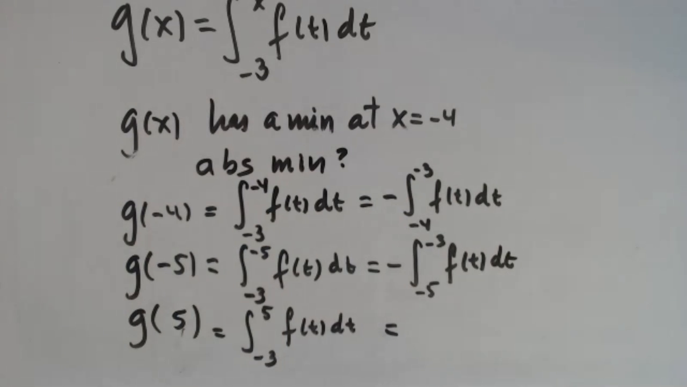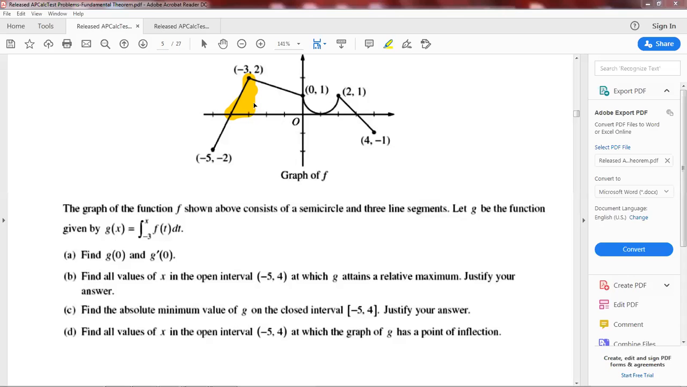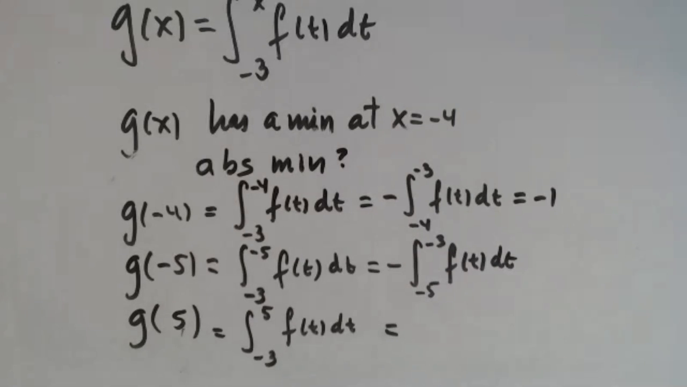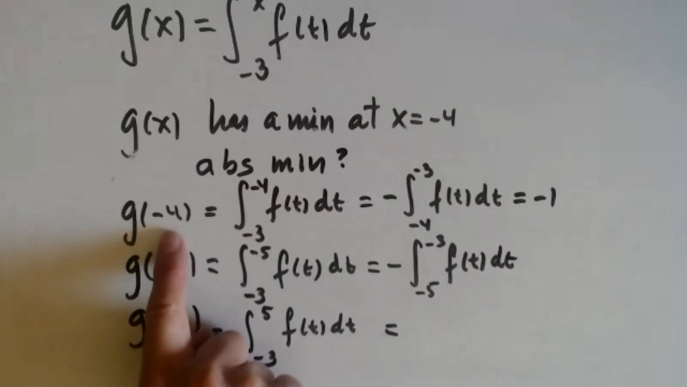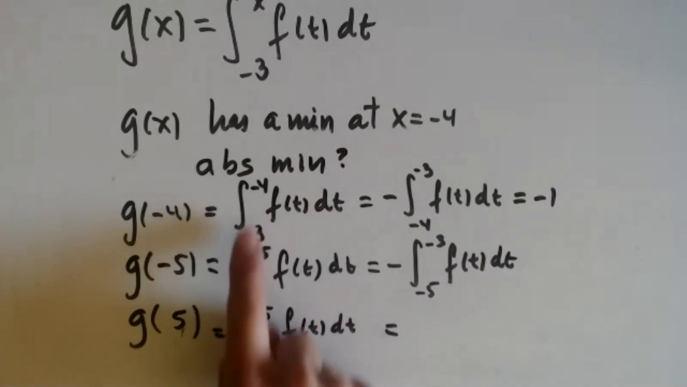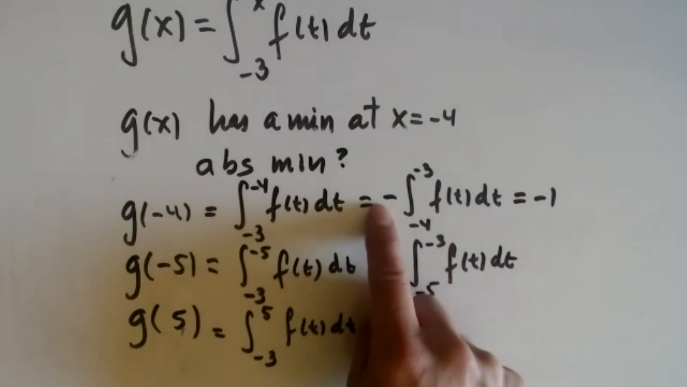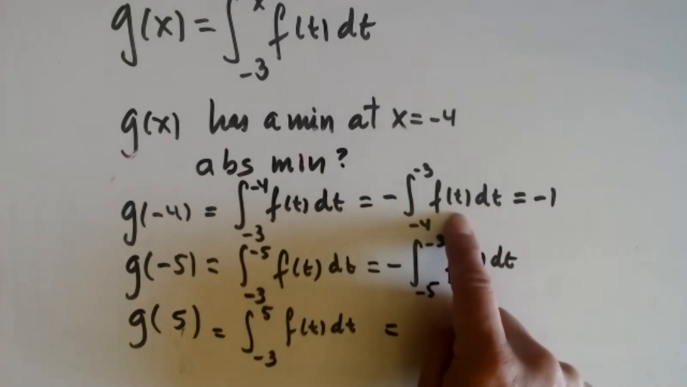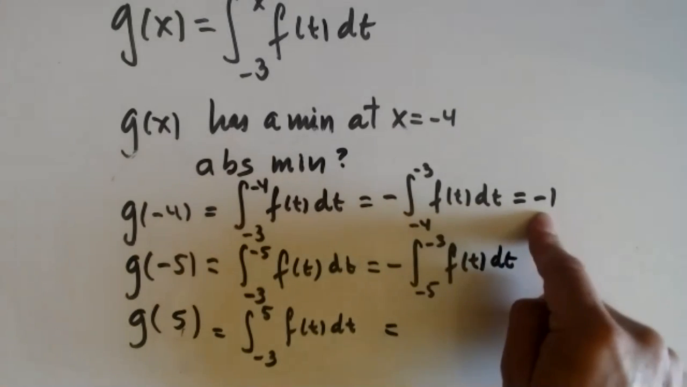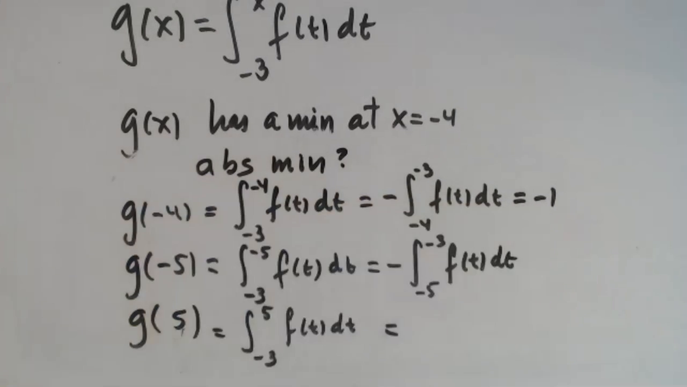So I'll go to my screen again. This is +1, but because of the negative, this is going to be -1. So this is the area, correct? So the g at -4 is this integral. I switch the limits of integration because they are inverted. This is negative the integral. This is the area of the triangle. The area is 1 times -1, -1.